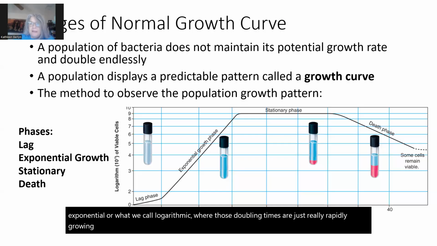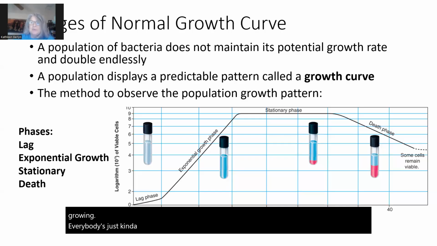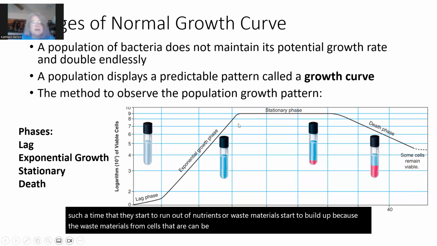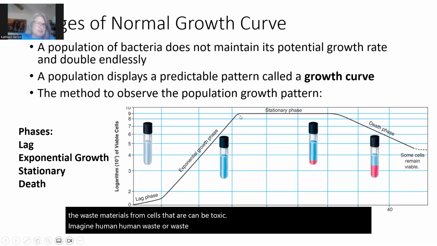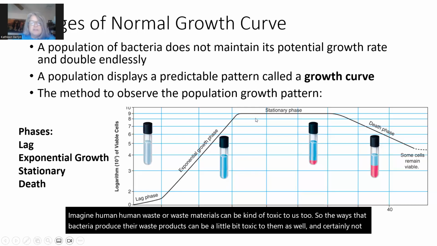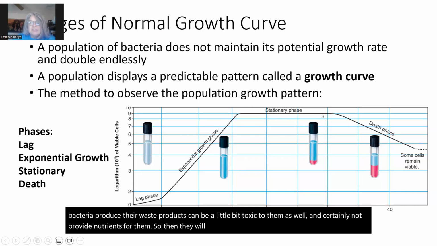Everybody's just kind of growing at this time, and they will continue this exponential growth until such a time that they start to run out of nutrients or waste materials start to build up, because the waste materials from cells can be toxic. Imagine human waste. Our waste materials can be kind of toxic to us too. So the waste that bacteria produce can be a little bit toxic to them as well, and certainly not provide nutrients for them. So then they will enter into the stationary phase.